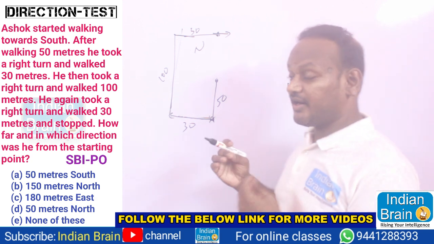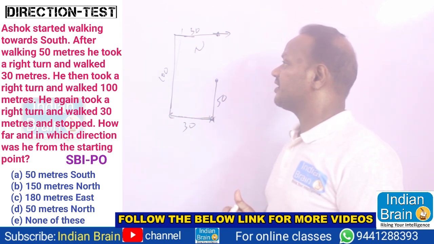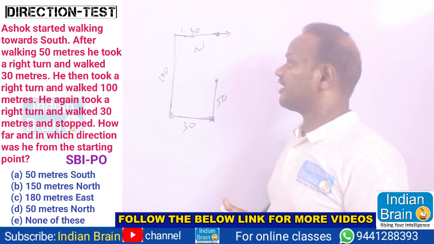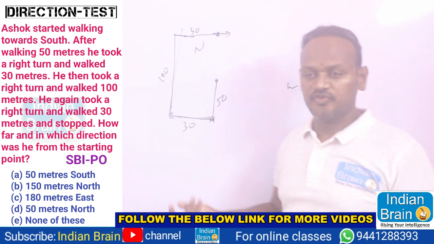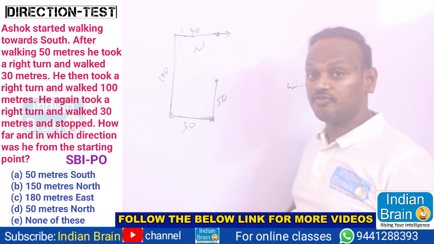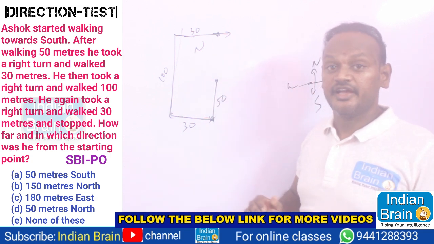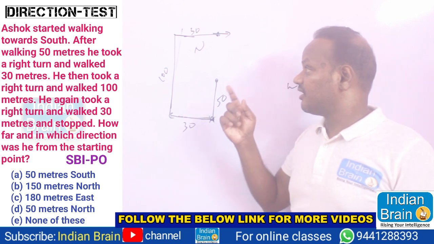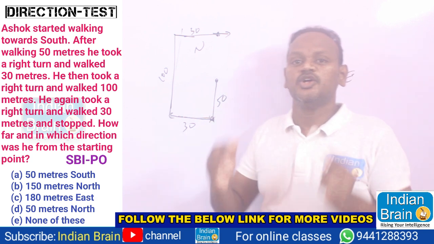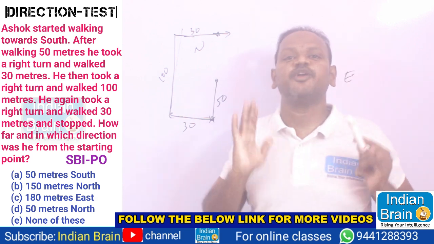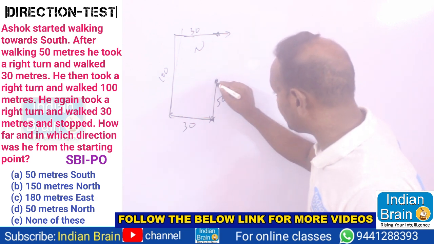Clear cut story. But I need to find what is the question actually here. How far and in which direction was he from the starting point? Okay. How far from starting point? In which direction is he? Oh, we need to concentrate on from the starting point only. We need to observe from the starting point.